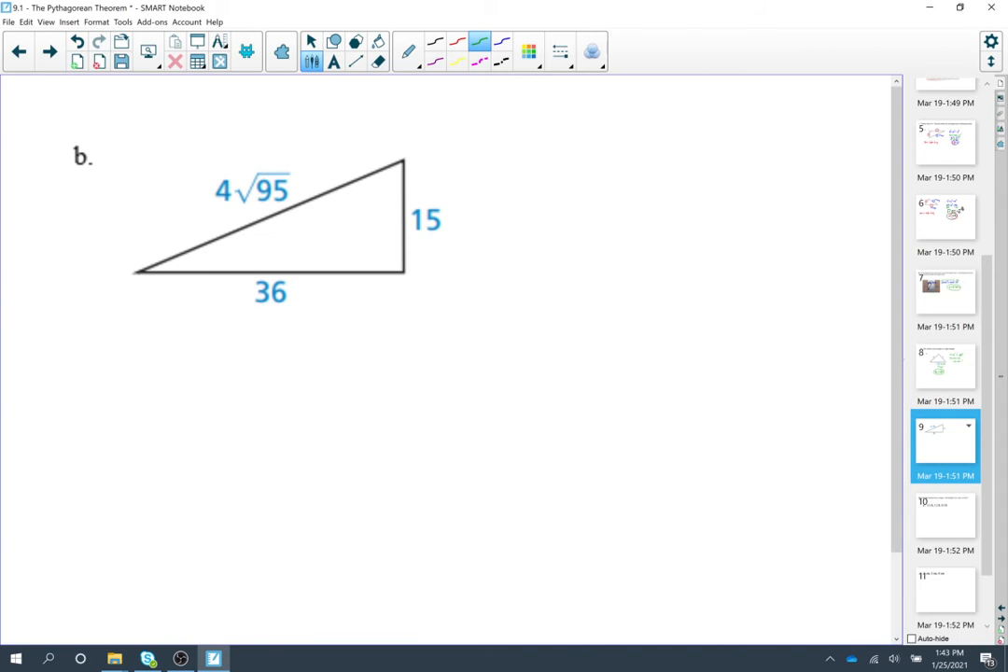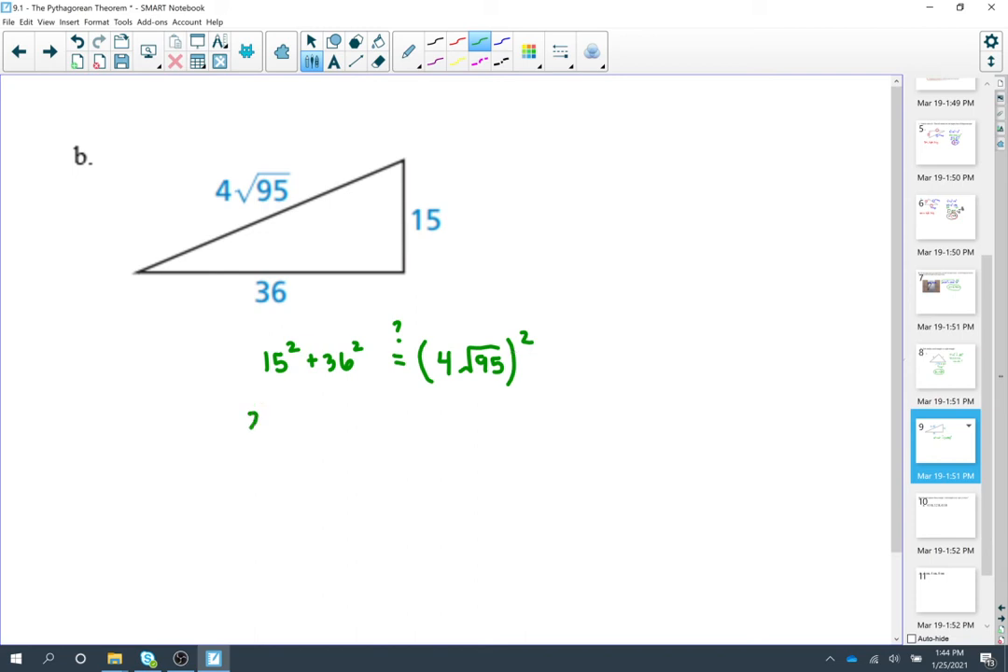Letter B. Same idea. So we're going to take 15 squared plus 36 squared equals maybe 4 times the square root of 95 squared. Now, when we do this over here, this gets a little tricky because you have to square the whole thing. So make sure you put it in parentheses. If you drop your parentheses, the calculator is going to calculate it wrong.